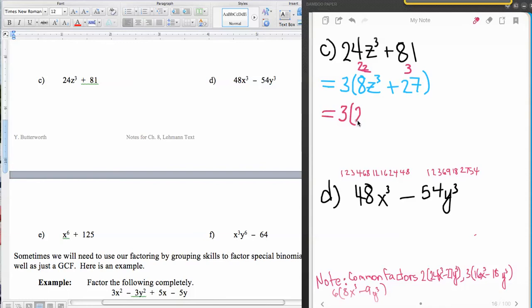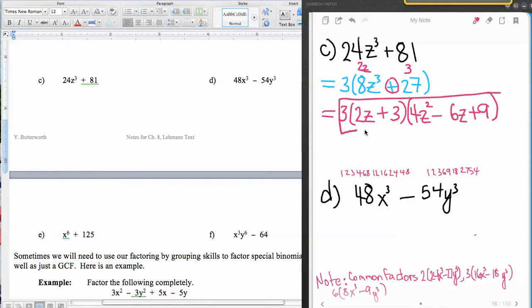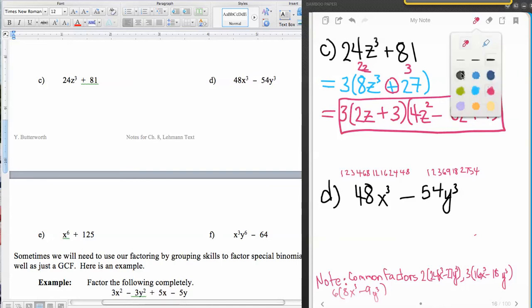3. And then I'm going to form a binomial with those cube roots, and then a trinomial with the first one squared. So square the 2, we get 4. Square the z, we get z squared. Product of these two, 3 times 2, which is 6, and those are z's. The last term is always positive, and that's 3 squared, so that's 9. And now the sign. So this positive here goes in here, and whatever that is, it's the opposite that goes in the trinomial. And there we go. There's our factored sum of 2 cubes.